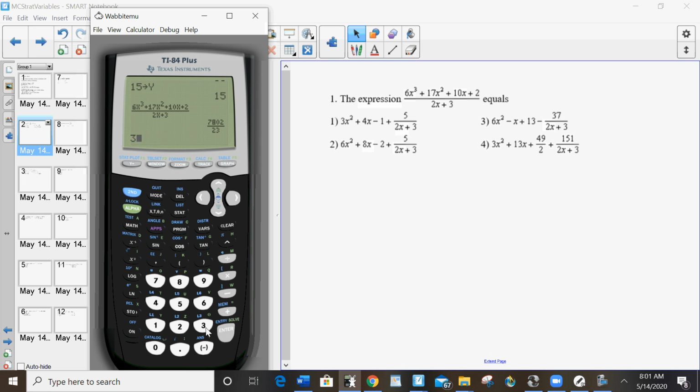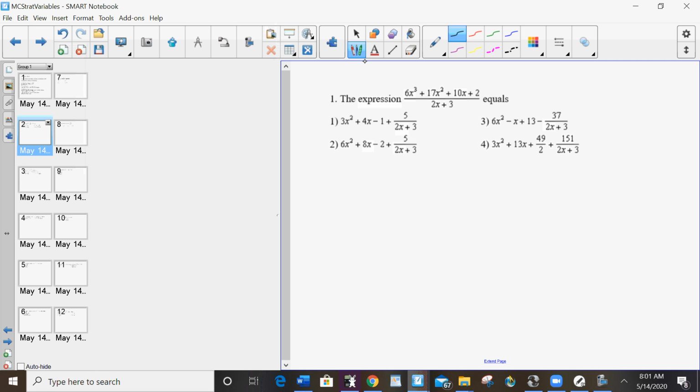So now I'm going to go through each choice. 3x squared plus 4x minus 1 plus alpha y equals enter 5 over 2x plus 3. I got 7802 over 23. So what might be helpful is for you to write what you're getting. 7802 over 23 for the first one. 7802 over 23 for the second one. So that one is equivalent.